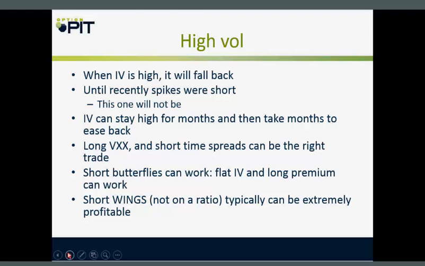Until recently, spikes were short. All right? This one is not and has not been. We've really been in a period of higher volatility since August. All right? Very long period of time. All right? IV can stay high for months and then take months to come back, right? There are all sorts of trades that can work, right? Long VXX, short time spread, short butterflies, short the wings on a ratio. There's all sorts of trades that can work. But the key is you have to understand where you are, right? So any real brief questions on volatility before I move into VIX?